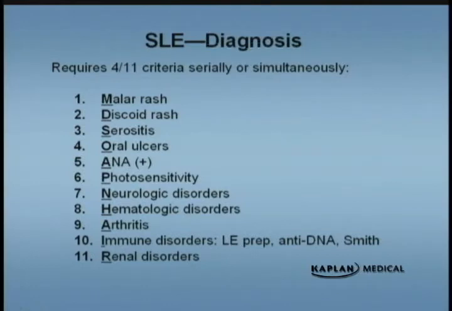And these are the criteria. It is a disease that is a diagnosis of exclusion, and these are the actual criteria which make up a nice mnemonic, M.D. Sopenhair, if you read the letters down. You need 4 out of 11 of these to be able to make the diagnosis. They can have a malar rash, a discoid rash, serositis, oral ulcers. They are ANA positive. They can have photosensitivity. They have neurologic complications as well as hematologic complications, arthritis. It's an immune disorder, and they have renal complications. So you need 4 out of those to be able to make the diagnosis.